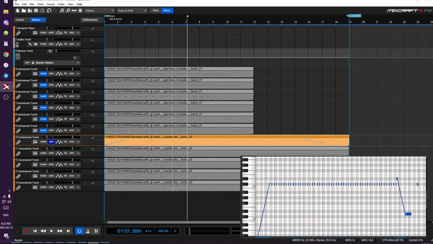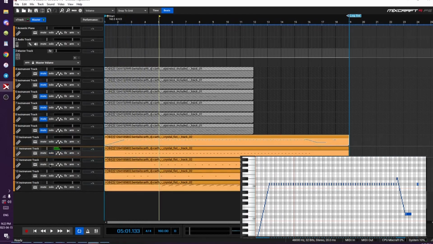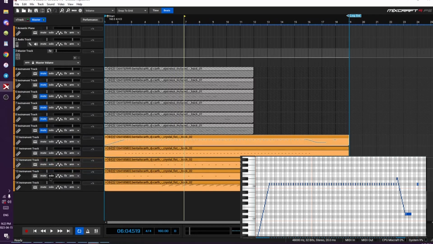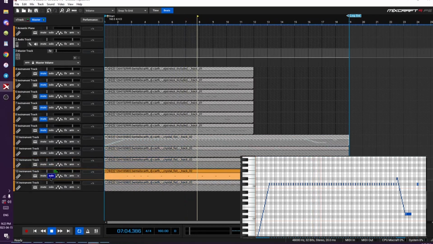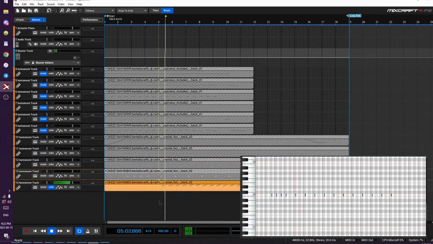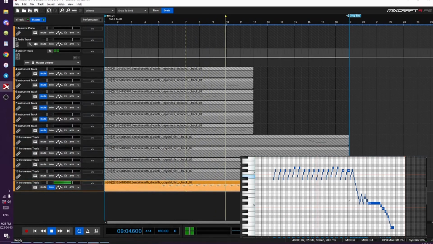So this is like a droning note. What's this one? That one's also a droning note. Are they all droning notes? I don't know, but this one looks like it could potentially be interesting. Oh man, I just went crazy on this one.